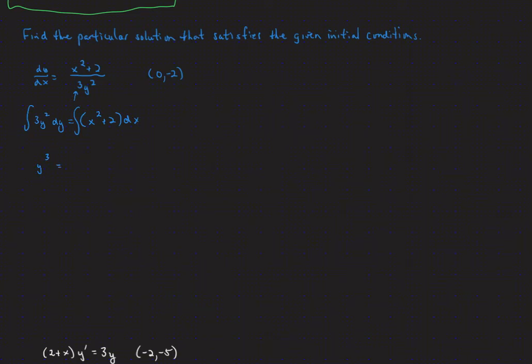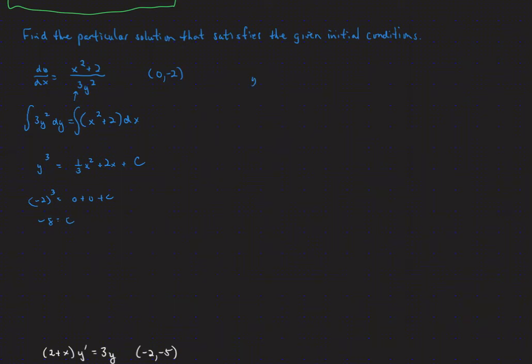On the other side, we're going to get 1/3 x squared plus 2x and then plus c, our constant of integration. Now at some point we need to use our initial condition and also completely solve for y. In this case, I think it's probably easier to use the initial condition now before we take the cube root of both sides. So I'm going to plug in the -2 for the y and the 0 for the x and get that c is going to be -8.